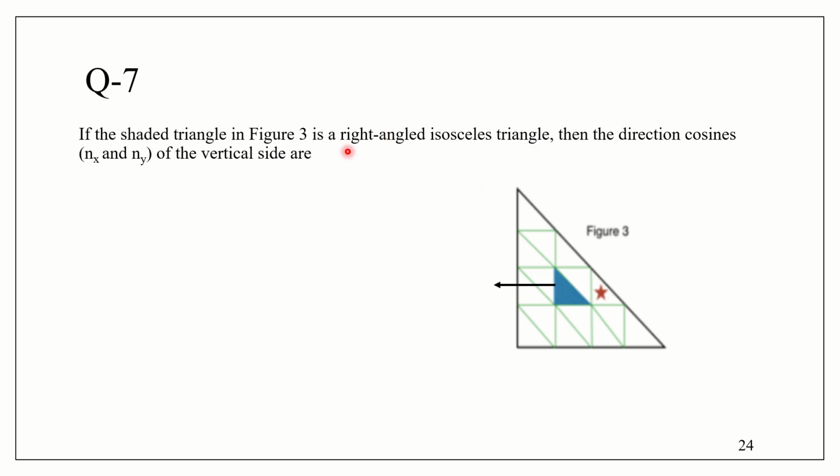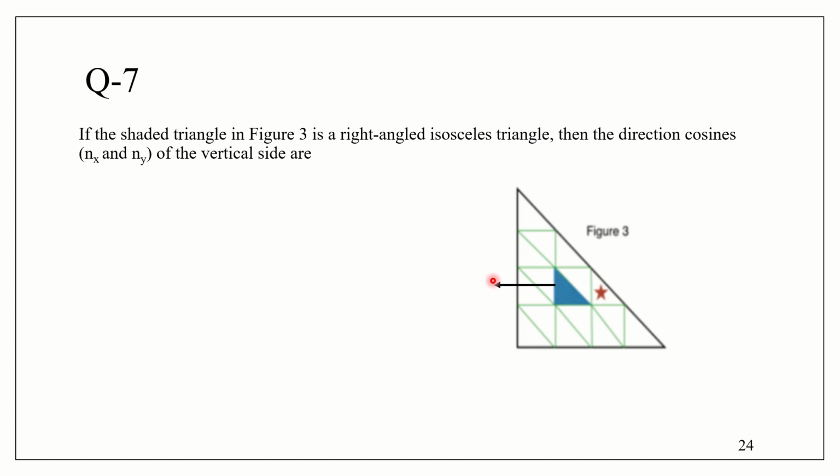So okay, this is the shaded triangle. So this is a right angled isosceles triangle. So the other two angles must be 45 each, because the sum of the angles in a triangle is 180 degrees, and since it is mentioned as a right angled isosceles triangle, the other two are 45 each. Then the direction cosines nx and ny of the vertical side are. So it is this way.